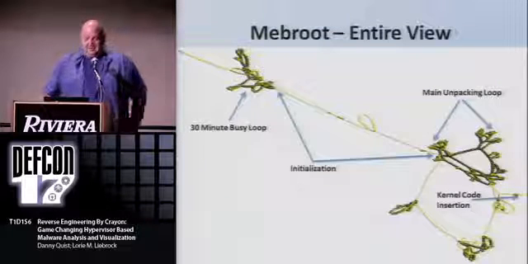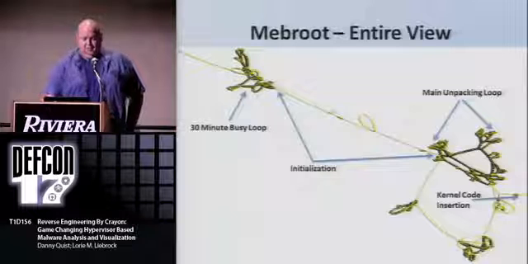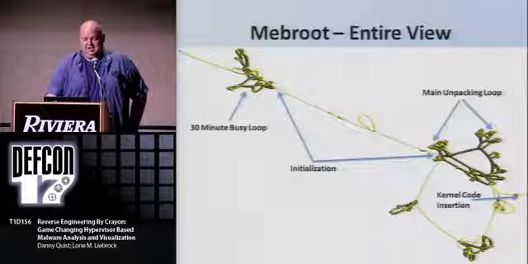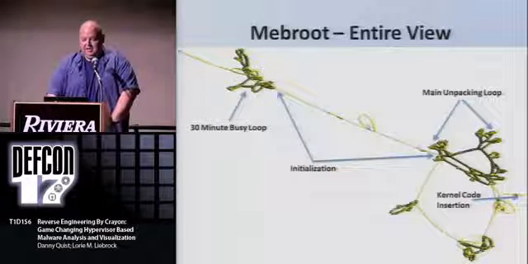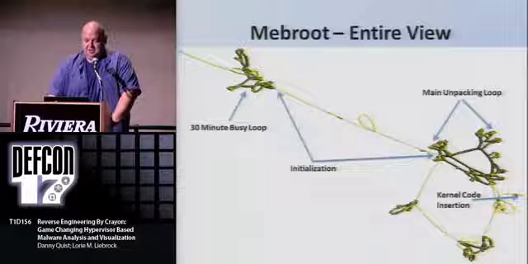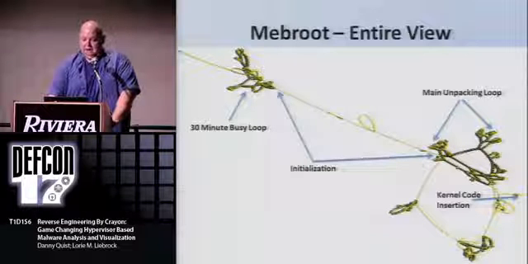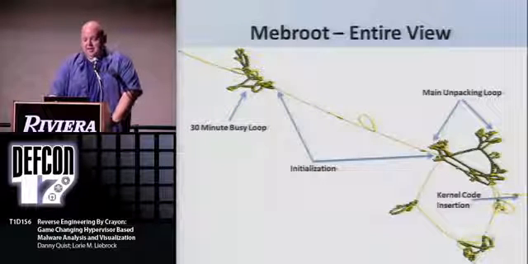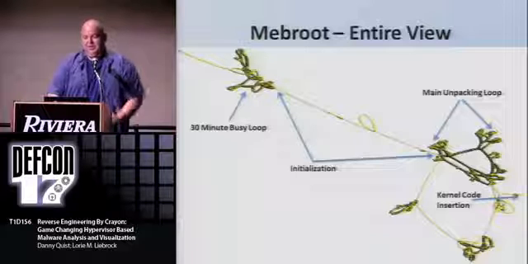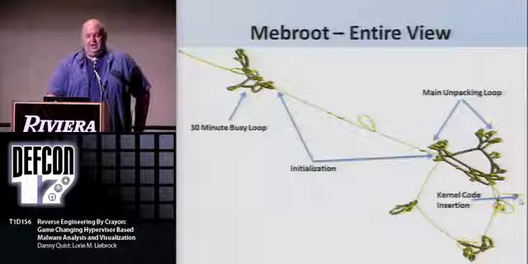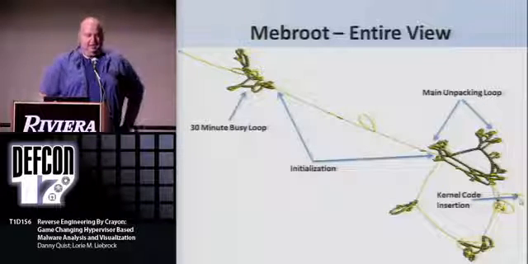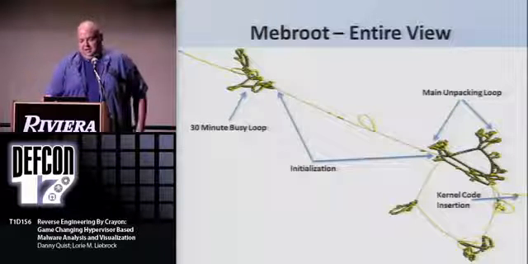So this is the entire graph of execution. We start out with the initialization. This is the 30-minute busy loop, the secondary initialization right here, and then there are three main portions of the program. Reverse engineering it, this was the main unpacking loop, and these are two other secondary decoders that I didn't figure out, but this kernel code insertion actually occurs at this point, and that's when the executable stops and your system is then infected.